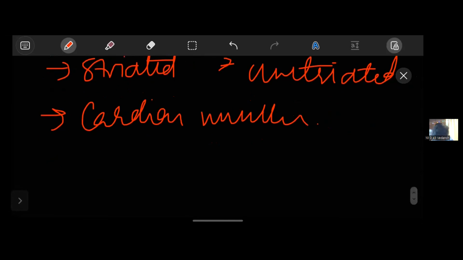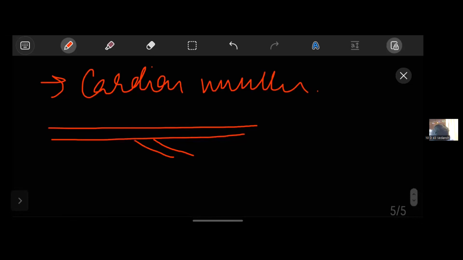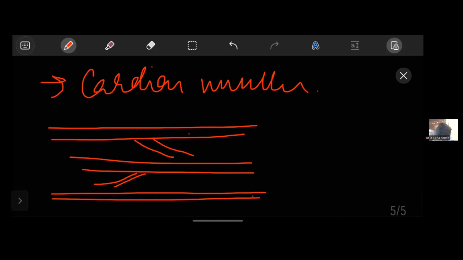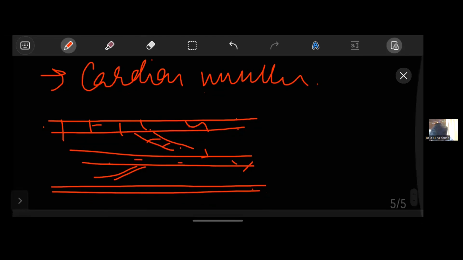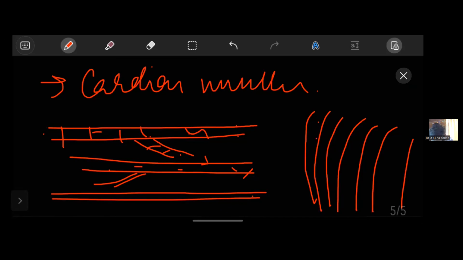Yeah. So if you look at the example of cardiac muscle, it looks somewhat like this. Okay. Then we have nucleus, we have divisions. If you look at striated muscles, they will look something like this. Okay. If you look at unstriated ones, it would look like this.